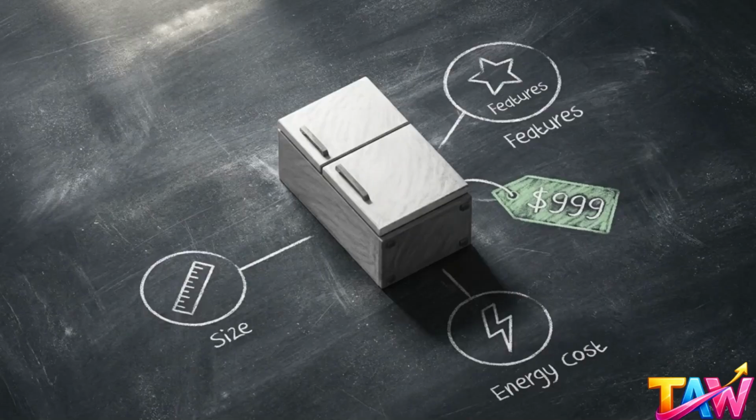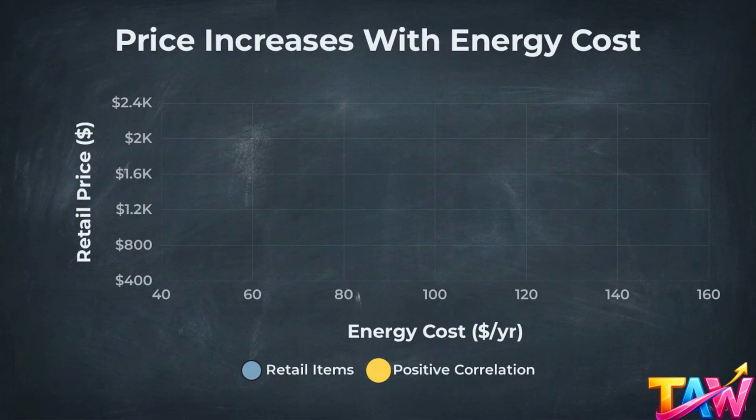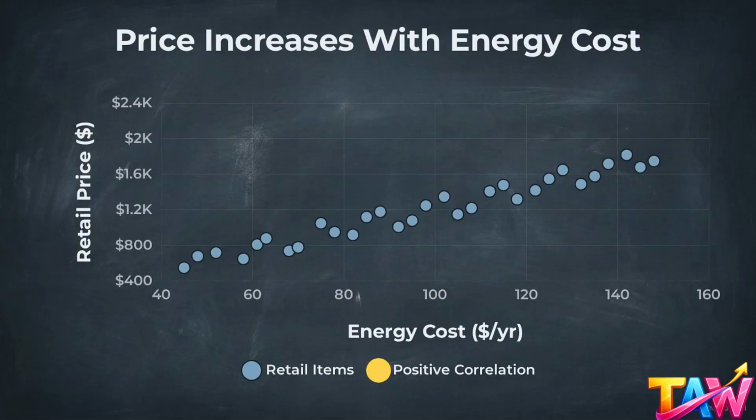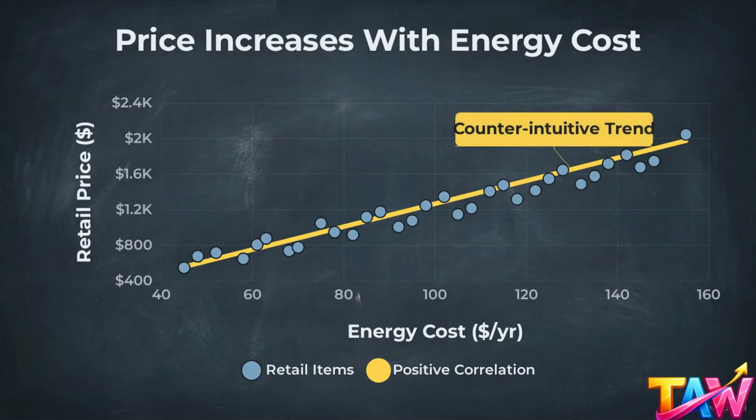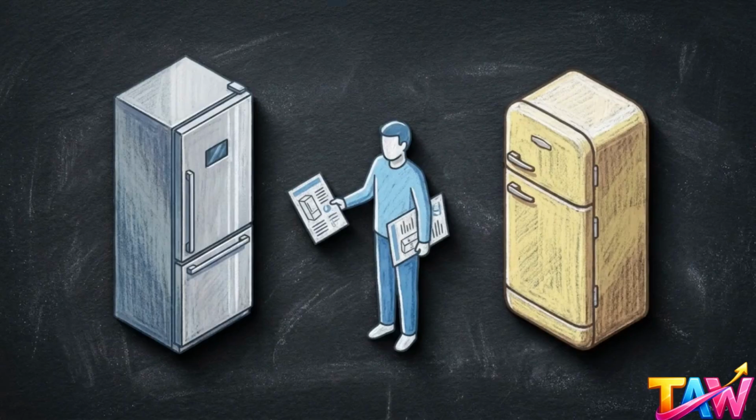Consider a practical scenario. Evaluating a regression model that predicts refrigerator prices based on size, features, and energy cost. This 2D scatter plot shows a counterintuitive diagnostic result. According to the output, higher energy costs correlate with a higher retail price. Why would a consumer pay a premium for an appliance that is less efficient and costs more to run?